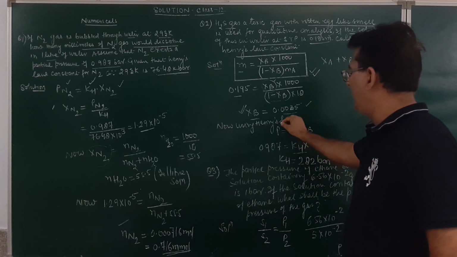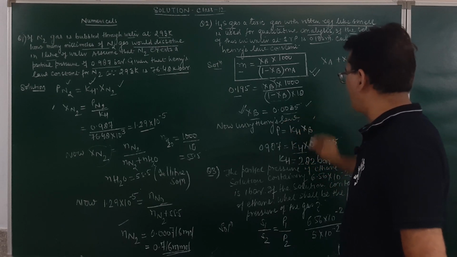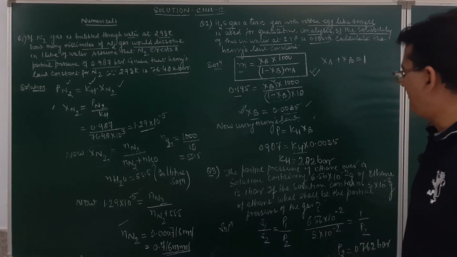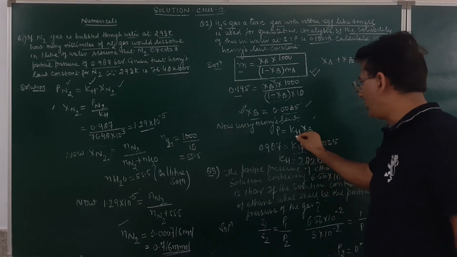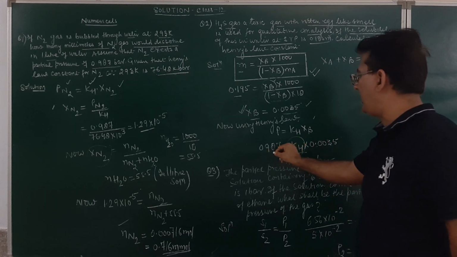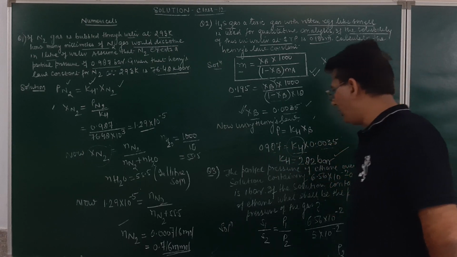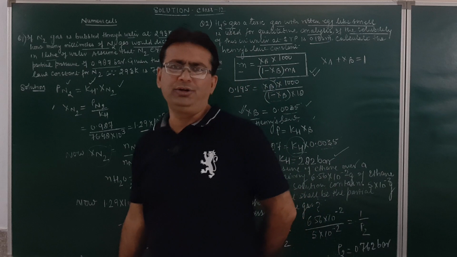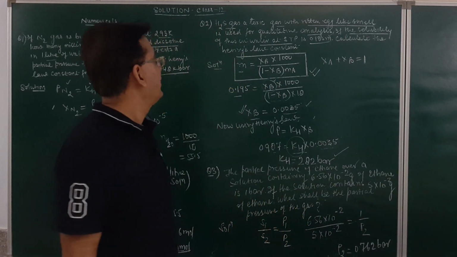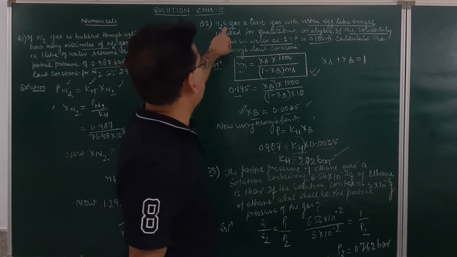The formula will be pressure of a gas equal to Henry's law constant multiplied by the mole fraction. So Henry's law constant in this case will be equal to 0.987 upon 0.0035. On solving it out, it will come out to be equal to 282 bar. Is it clear? Just read the question again.